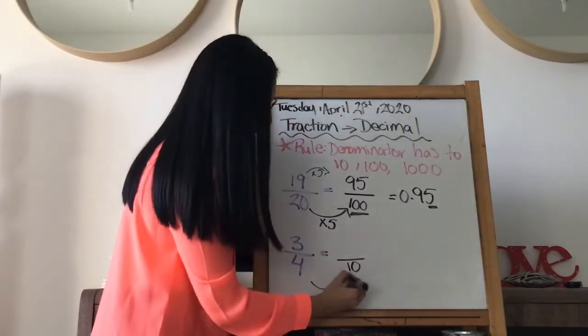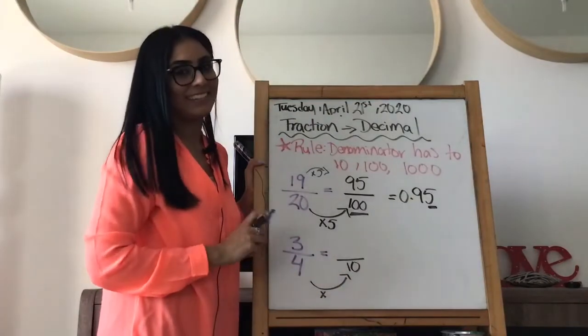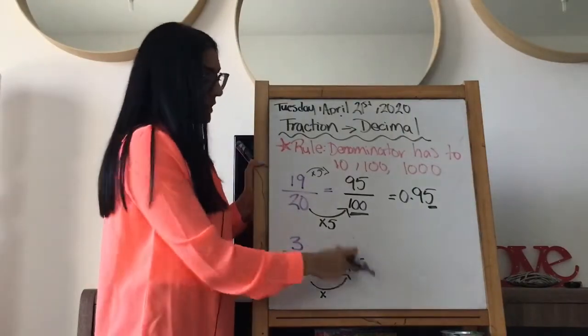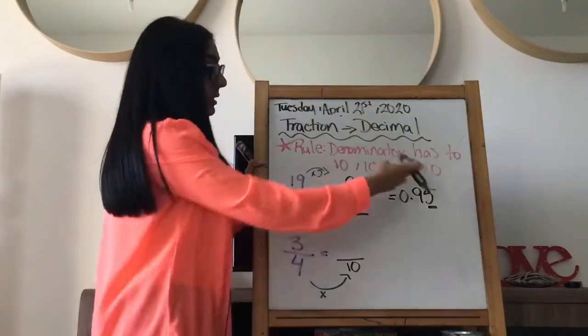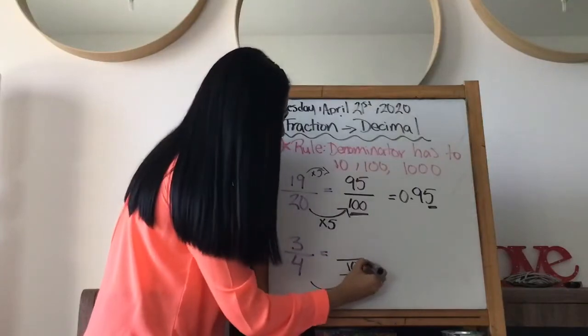So 4 times what equals 10? There's nothing that I can multiply by 4 to give me 10. And this might happen, you just go to the next one. So if 10 doesn't work, then go to 100.